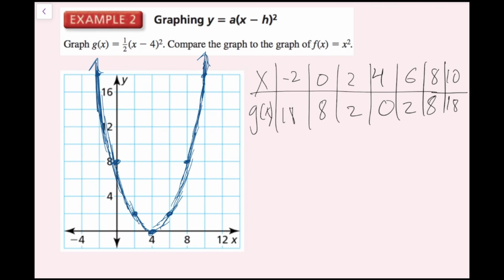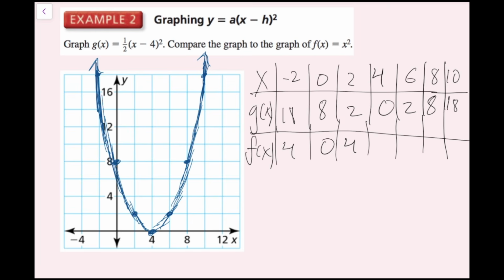Now I'm going to make another row on my table just to graph the parent function. So this is going to be f of x. All right, and this is going to be pretty easy. So I'll start at 0 here because 0 squared is 0. And then 2 squared is 4. So this will be 4 and 4. And then 4 squared is 16. And then I would have 16 over there. And that's it. That's all I'll do for now because that's all that's going to fit.